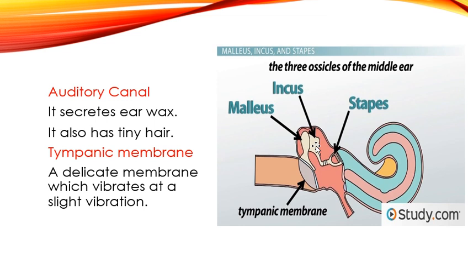Next is the tympanic membrane. At the end of the auditory canal, there lies a thin, delicate membrane known as the eardrum. This is the tympanic membrane or the eardrum. This delicate organ begins to vibrate at a slight touch of sound waves, and its thickness is about equal to that of an ordinary pencil.